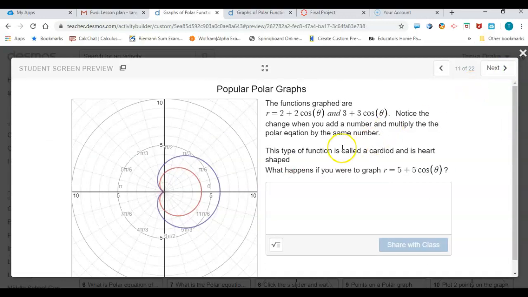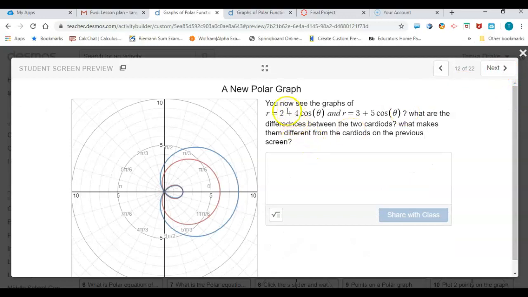Then I want them to plot a point on the graph, just basically from what they just saw. Then we go into these popular polar graphs, the cardioid, the heart-shaped graph. If you have 2 plus 2 cosine theta and 3 plus 3 cosine theta, these are our graphs. So what would happen if I had a 5 plus 5? Hopefully they would be able to figure out what would happen there.